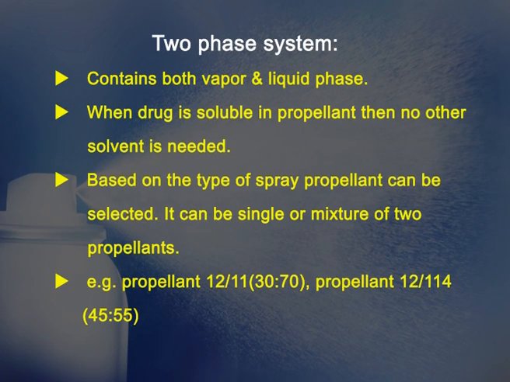It usually contains both the phases, vapor and liquid phases. When the drug is soluble in the propellant, then no other solvent is needed in this type of system. Based on the type of spray, the propellant can be selected. It may be a single propellant or a mixture of two propellants. For example, propellant 12 and 11 in a ratio of 30:70. Another is propellant 12 and 114, in a ratio of 45 and 55.